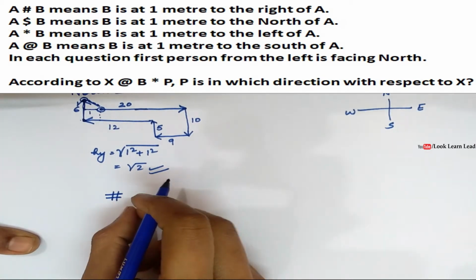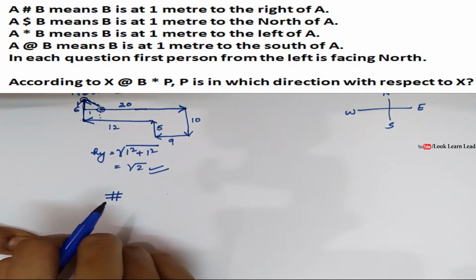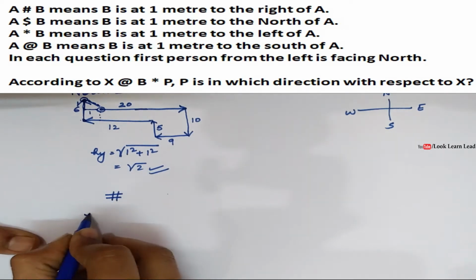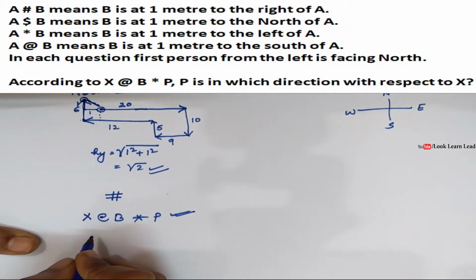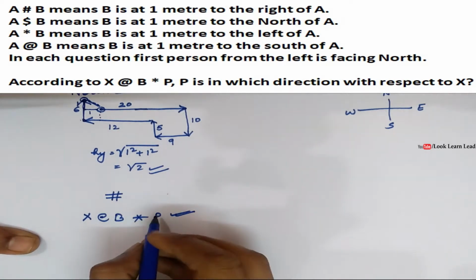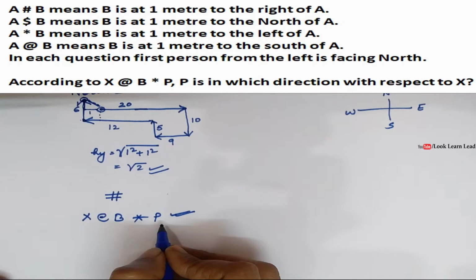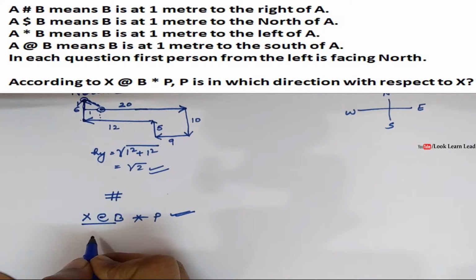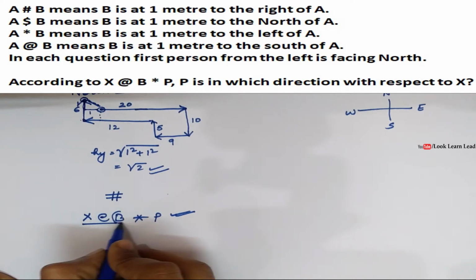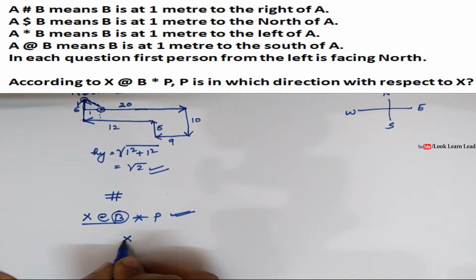In the last line it is given that the first symbol is facing north. Let's see the question first. It is x at the rate b star p. We want to calculate the direction of p with respect to x. What is given is x at the rate b. What is x at the rate b? X at the rate b means b is 1 meter south of x. So we will be writing b is 1 meter south of x.